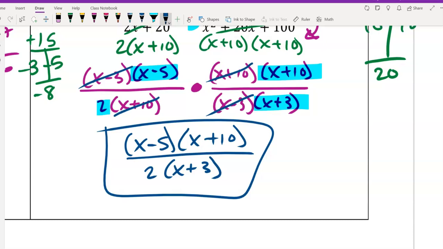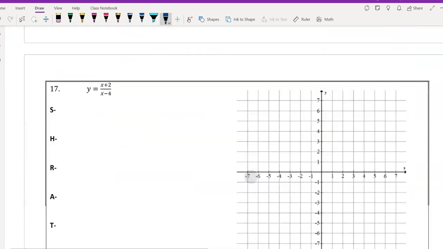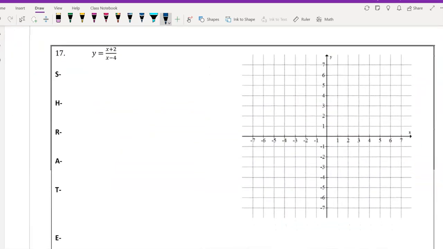Whew, oh my gosh, that was a doozy. Okay, let's do number 17. Now for the graphing part. Okay, let's do it. We can get this done within the hour. My pen would keep working.